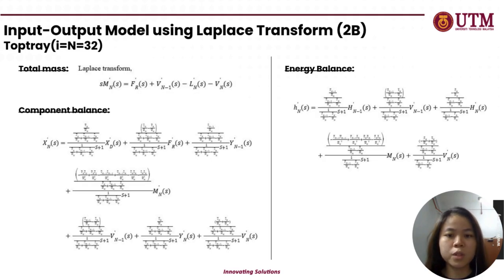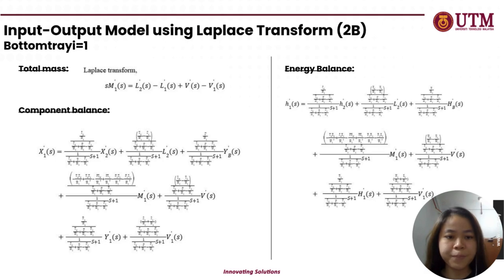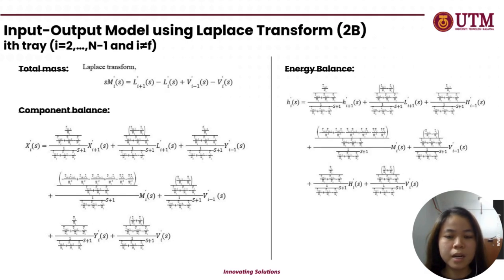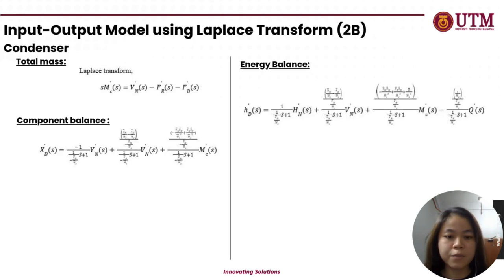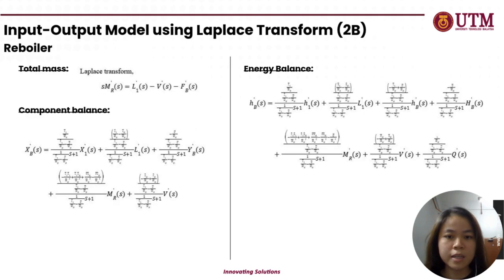Then we also do it for the top tray with the mass balance, component balance, and energy balance. Then the bottom tray, and the i-th tray with i equals 2, 3, 4, and until n minus 1. Then for the condenser, and lastly for the reboiler.